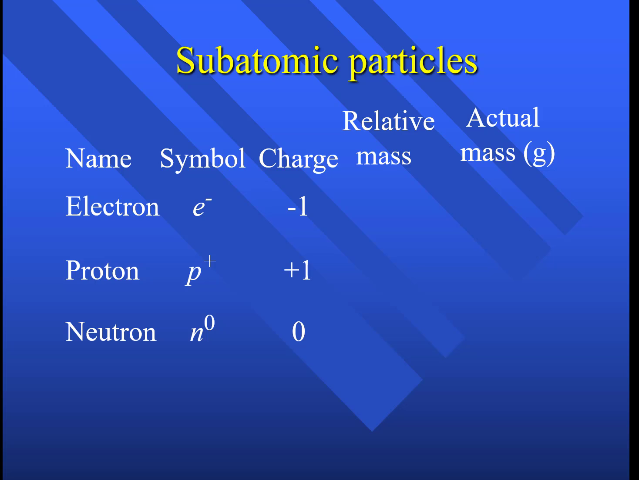Relative mass, that means compared to each other. If the proton weighed 1, the electron would weigh 1/1840th or 1/2000th of what that proton weighed. And the neutron would weigh exactly the same as the proton.